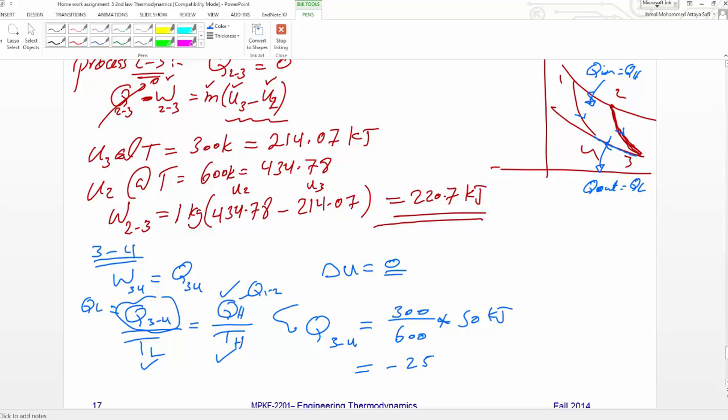Now, why do I write minus 25 kilojoule? Although I don't see a minus here, it's my understanding that it's heat that is rejected by the system, so it goes out of the system. This is why it's minus. And then the work from 3 to 4, which is equal to Q from 3 to 4, is also minus 25 kilojoule. Again, we are compressing, so we are doing work on the system. This is why you have minus here.